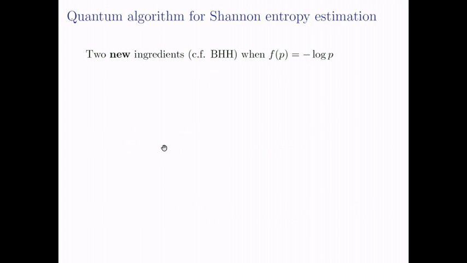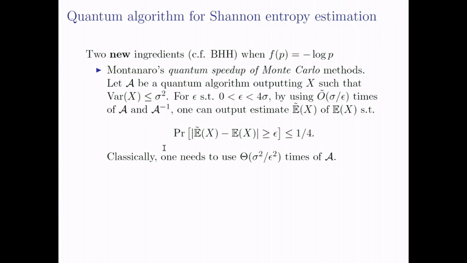So if you just use this kind of framework, and compare to what has been done in BHH, we have two new ingredients. The first one is Montanaro's algorithm for quantum speedup of the Monte Carlo method. Just imagine you have any quantum procedure A. It has output x and has variance upper bounded by sigma squared. And there's a quantum way you can leverage this circuit of A and A inverse, using just big O of sigma over epsilon times of A and A inverse. You can output a very good estimate of its expectation. So this is a proven speedup over the best you can do in the classical setting, where you need sigma squared over epsilon squared.